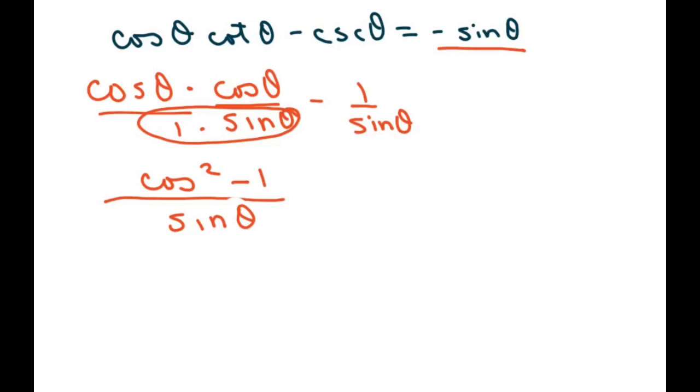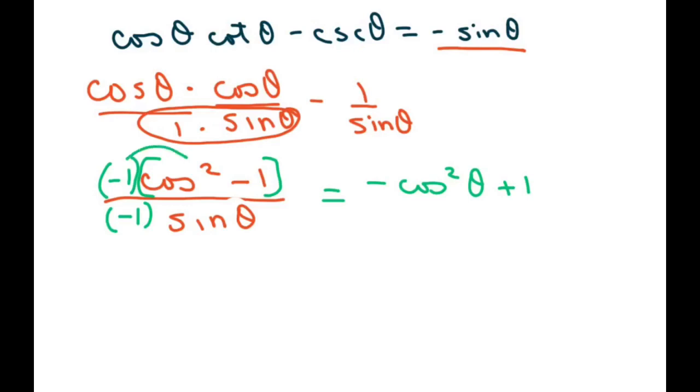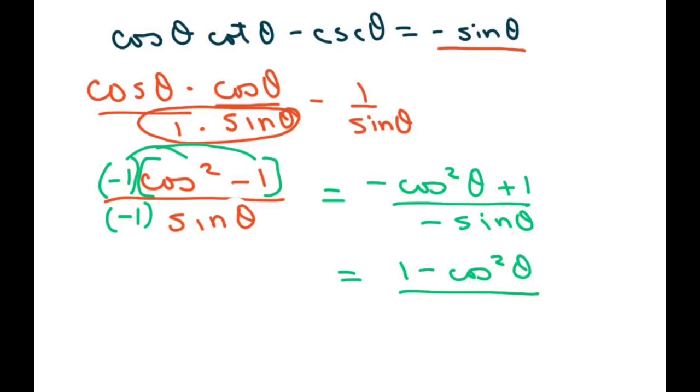What I can do is I can multiply my numerator and my denominator by negative 1. So, in this case, I would have negative cosine squared plus 1 when you distribute over negative sine. I'm going to rearrange my numerator to 1 minus cosine squared over negative sine.